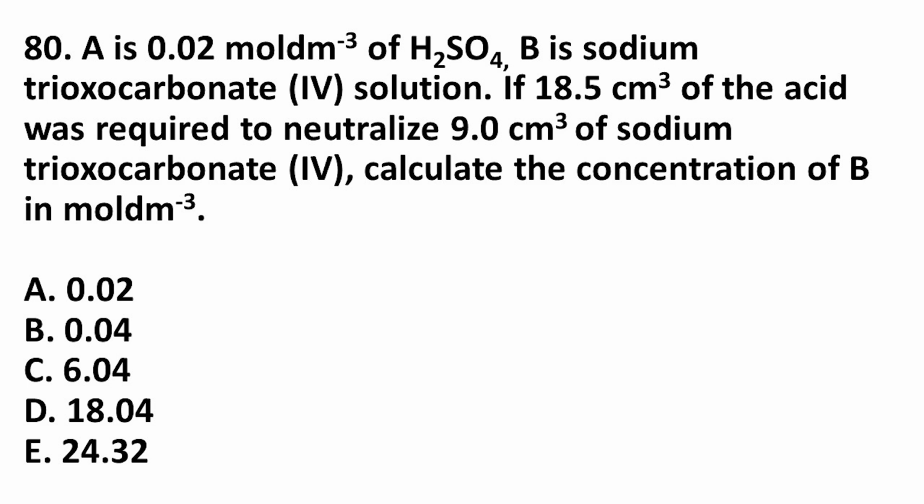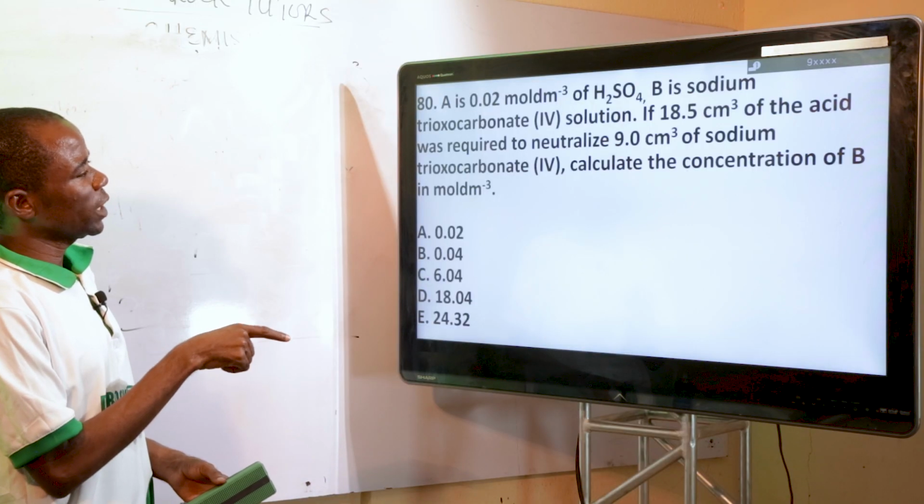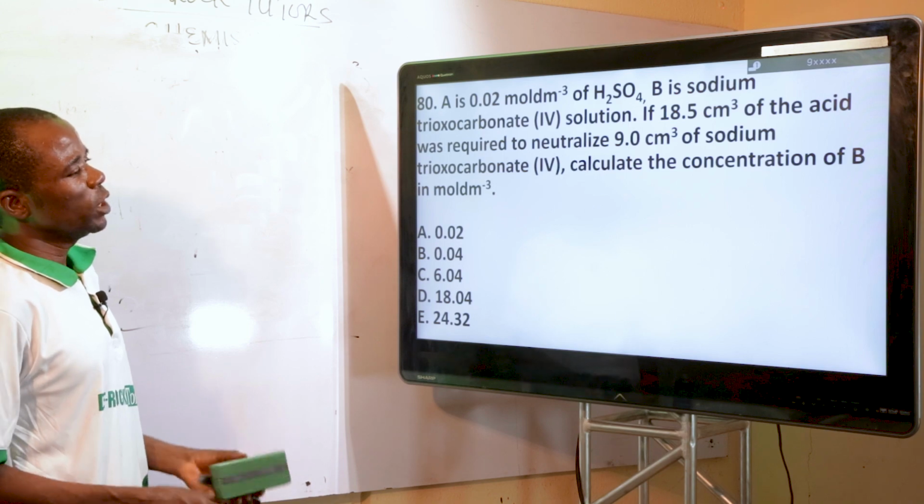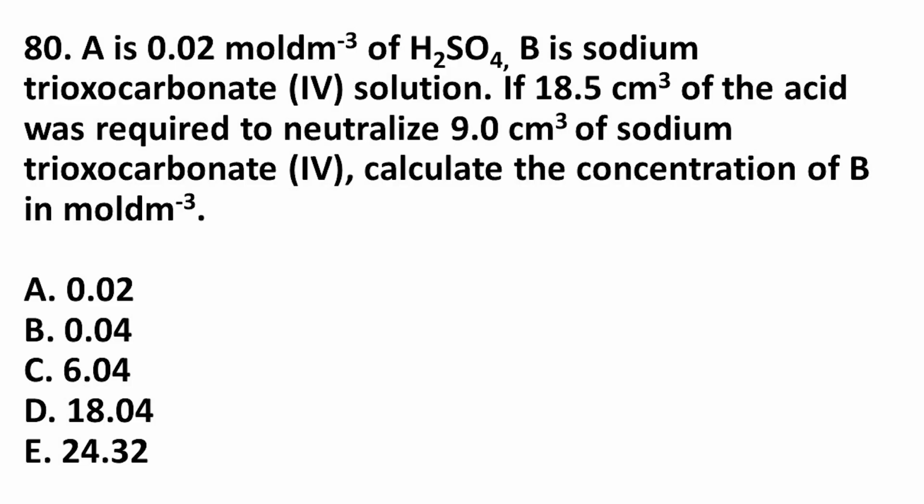Number 80, A is 0.02 mole per dm cube of H2SO4 and B is sodium trioxocarbonate(IV) solution. If 18.5 cm cube of the acid, that's talking about H2SO4, was required to neutralize 9 cm cube of sodium trioxocarbonate(IV), we have to calculate the concentration of B in mole per dm cube.